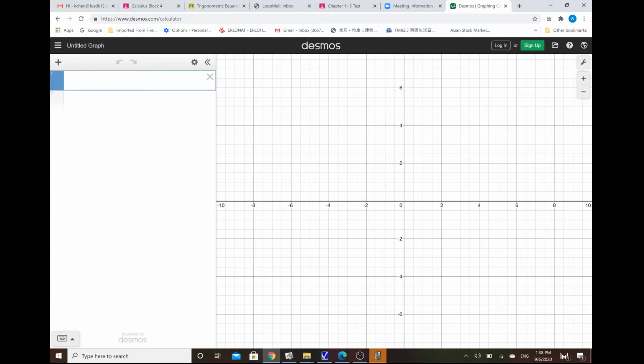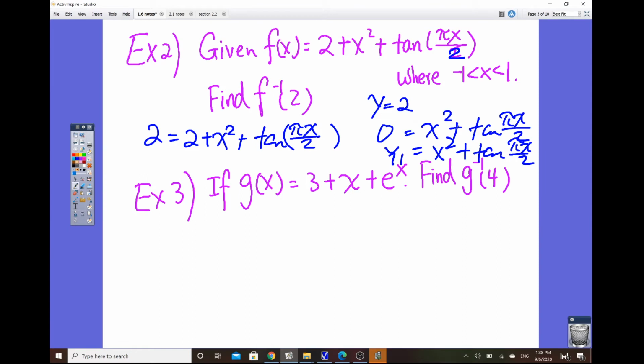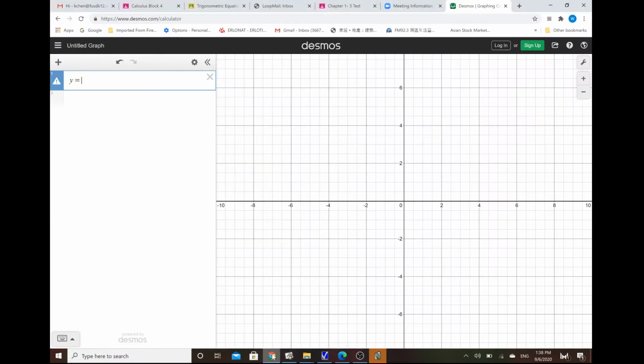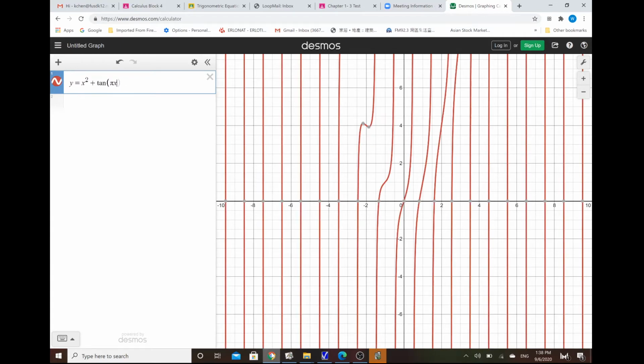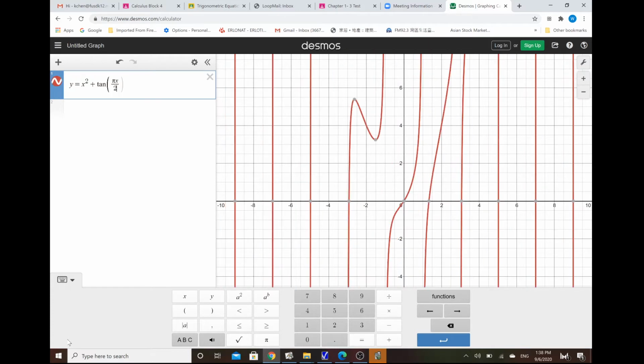Again, y1: set y equals the function we have, the one after we simplified it, which is x squared plus tangent of pi x over 2. So x squared, x caret, then bring down the cursor, plus tangent of parentheses, pi x over 2. For pi, you can type in pi, or just use the keyboard right here if you want.